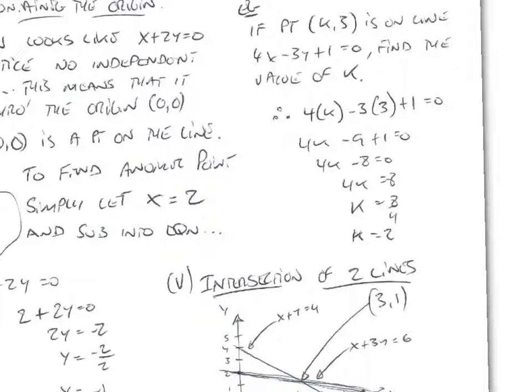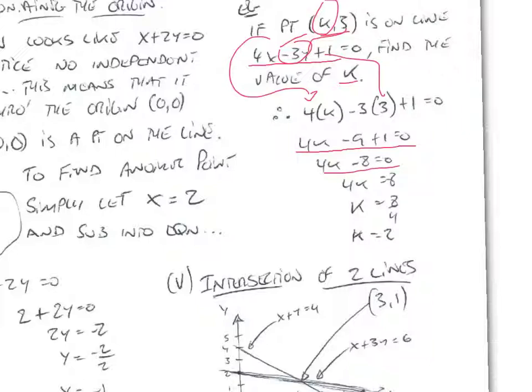More interesting problem here. If the point (k, 3) is on the line 4x minus 3y plus 1 equals 0, find the value of k. Well, we sub k in for x and we solve for k. So 4 times k and 3 in for y. So 4 times k minus 3 by 3, which is our y value, plus 1 equals 0. So 4k minus 9 plus 1 equals 0. 4k minus 8 equals 0. 4k is equal to 8. k must be equal to 2.